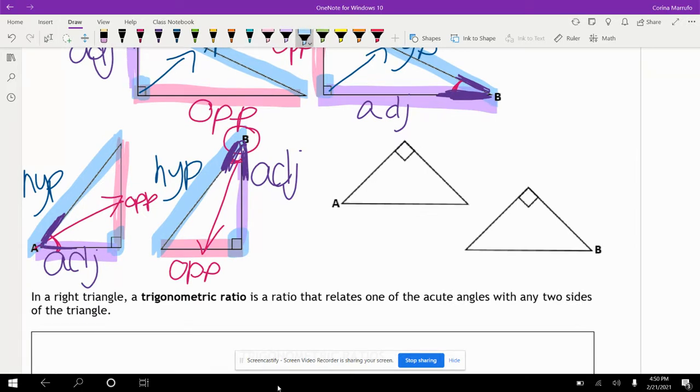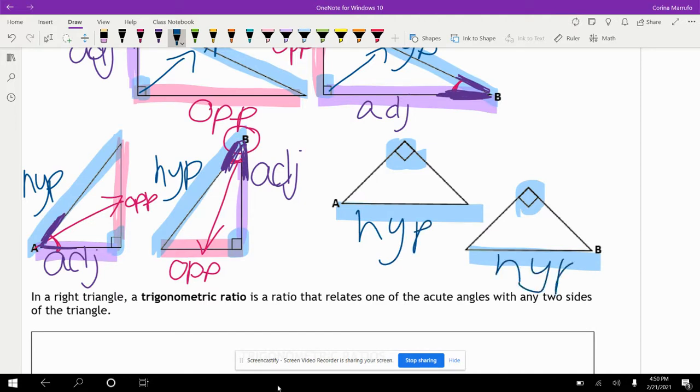Okay, one more time. We have our 90-degree angle here and here. So then these two are considered my hypotenuse, HYP. Let's go ahead and look at angle A first. So here's angle A. Directly across from it is considered our opposite. So this is OPP. Now, if we had here angle B, directly across from angle B would be our opposite.